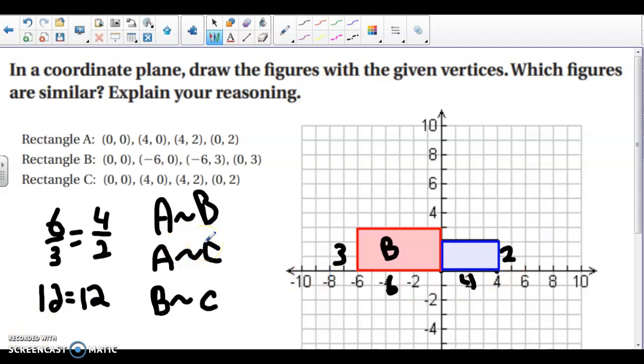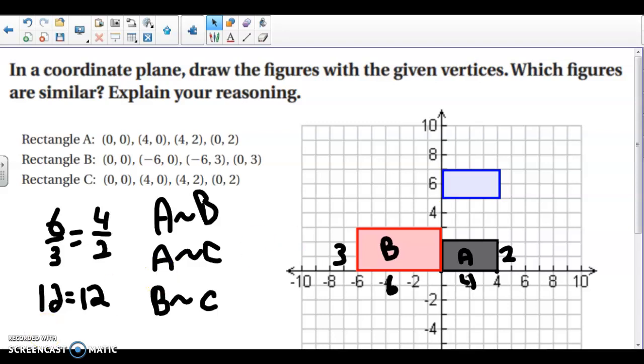And even if A and C weren't in the same exact coordinates, they would still be similar if they had the same exact measurements. So even if rectangle C was up here, it would still be similar to A because it would be 4 and 2. So they would still be congruent even though they're not in the same exact place because they have the same exact measurements. So that's how we find out if figures are similar within a coordinate plane.